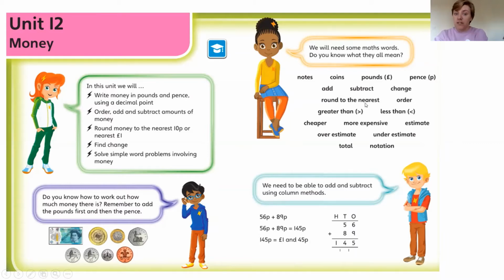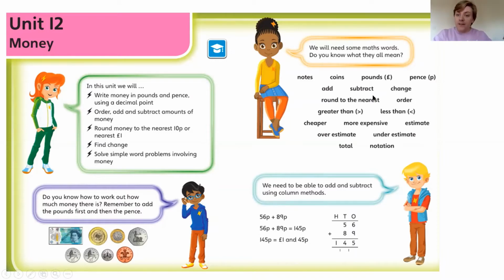We'll be rounding to the nearest 10p or the nearest pound. We've done rounding before. We'll be ordering amounts of money using greater than and less than. We'll be using words like cheaper, more expensive, estimate, overestimate, underestimate, total, and notation.